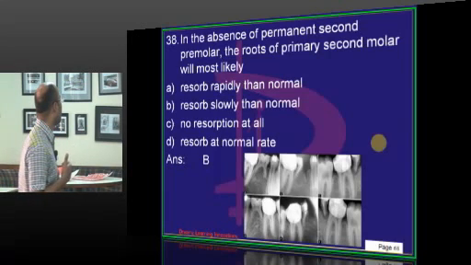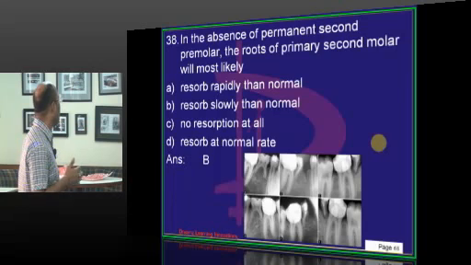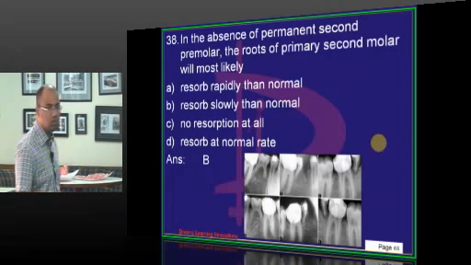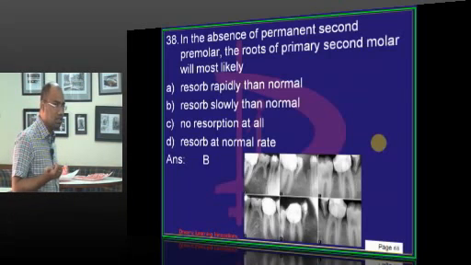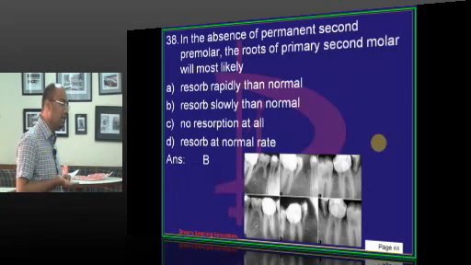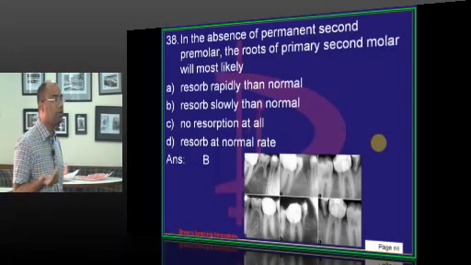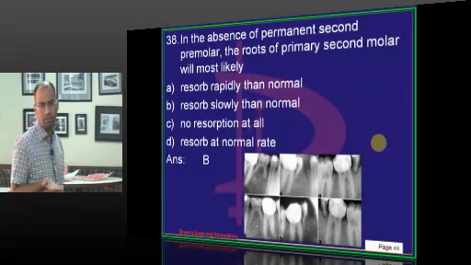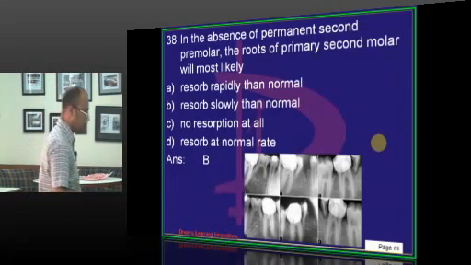In the absence of permanent second premolar, the roots of primary second molar will most likely, what will happen? There is no succedaneous teeth. So in the absence of a succedaneous tooth, the resorption will be at a lesser pace, or it might not resorb also. It might be over retained, isn't it? So resorb slowly than normal pace.